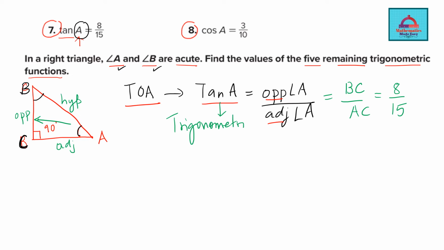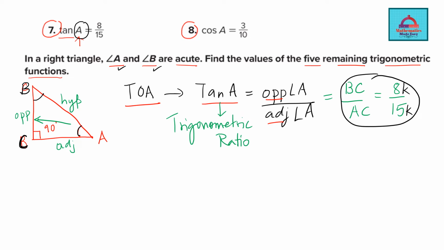Now this is a trigonometric ratio. Let me write this again. If it is a trigonometric ratio, what does that mean? It is the simplest ratio. So when I compare this value, it will not be right to say that the BC side length is 8 and AC side length is 15. No, this is a ratio. This is the simplest ratio, so it can be 8K and 15K. I hope you understand this. Now you know BC is 8K, AC is 15K.